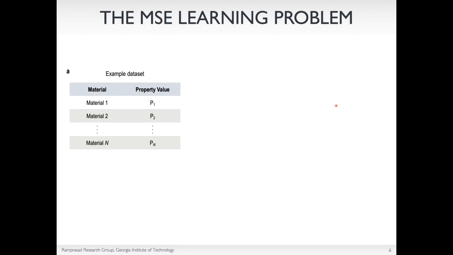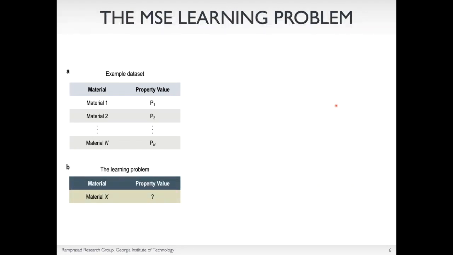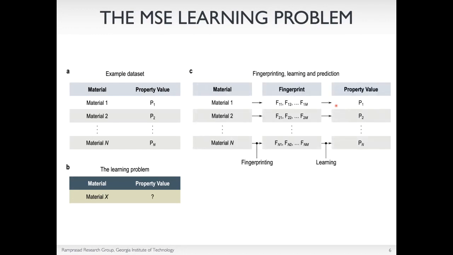Right? And then here is the question. You have a new material X. What is its property value? Can you use the data set from this table and give the answer to this question? That's the learning problem. That's the formulation of the problem, right? Rather than doing a new calculation or a fresh experiment on material X, can you use the data, the table, and make a quick estimate? That's the idea. It turns out that under some circumstances you can, and it involves some steps.